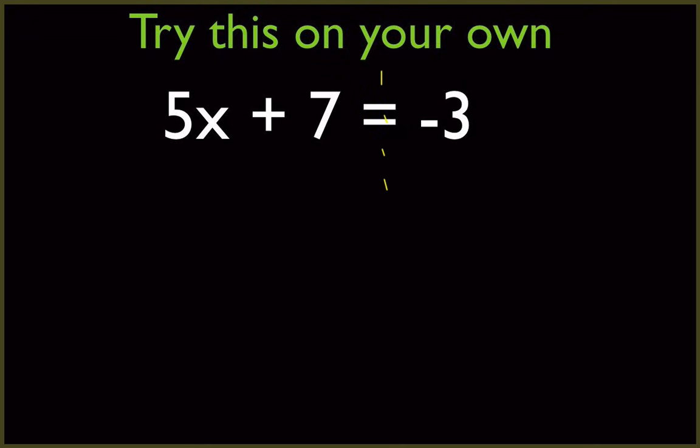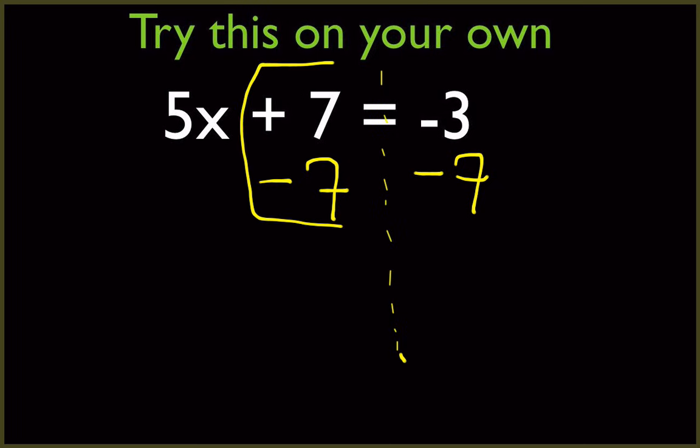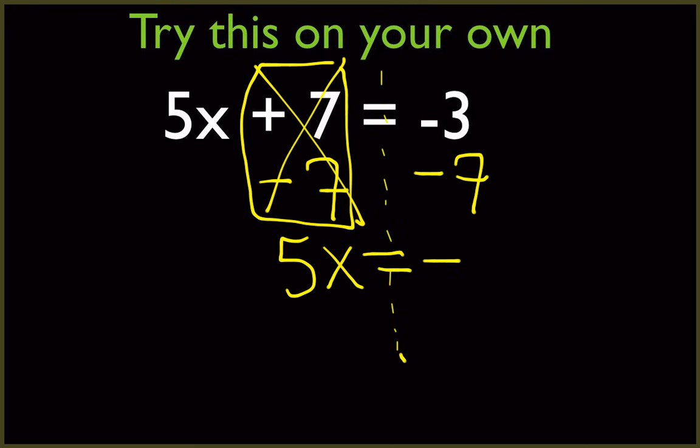Okay, so we're going to go ahead and start off drawing our line. The next thing I'm going to do is subtract 7 from both sides. I'm doing that because I need to create an inverse, sort of cancel out this right here and make it into a 0. I've done that, so I'm left over with 5x equals negative 10.